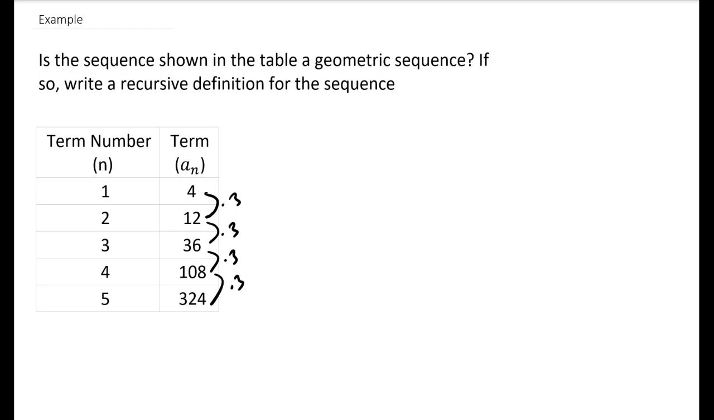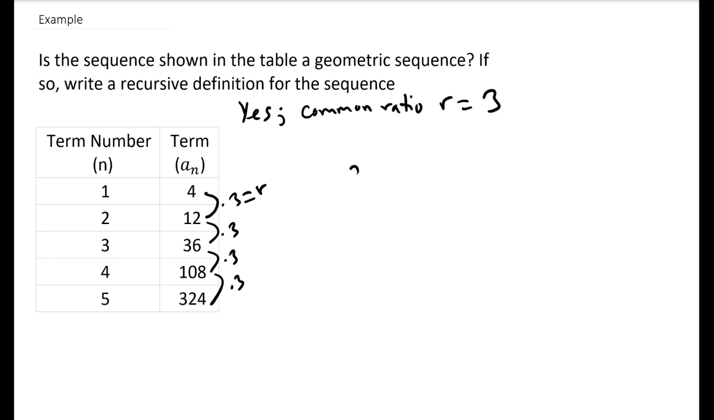So yes. In this case, this 3 is referred to as the common ratio. So the common ratio, R, is equal to 3. So we want to write a recursive definition for the sequence. So how do we go about writing that?